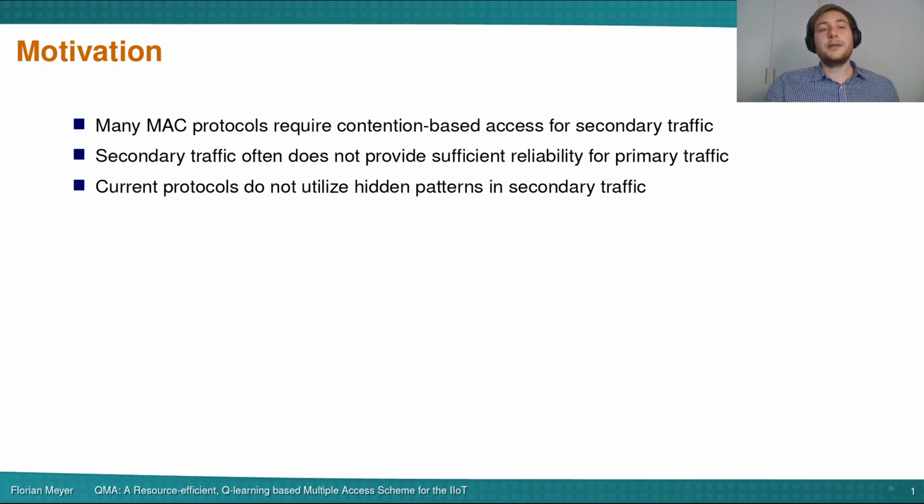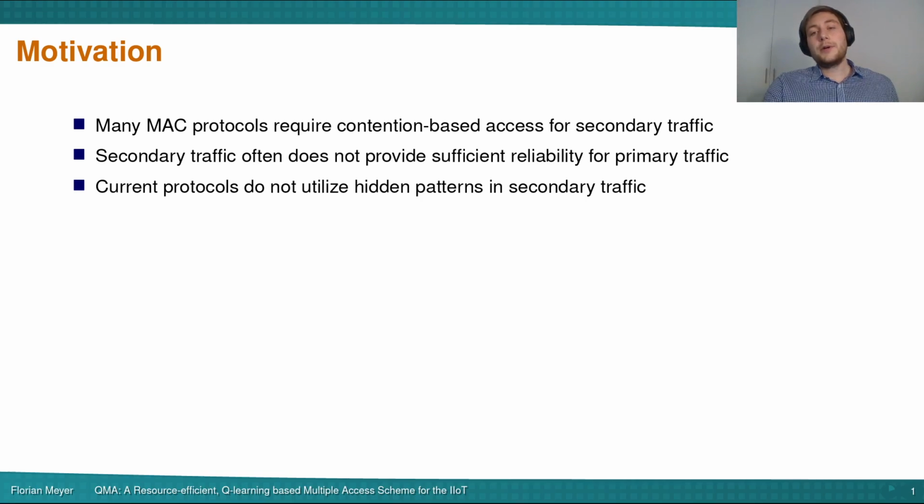Unfortunately, especially in very large and dense networks, this secondary traffic often does not provide sufficient reliability to support the primary traffic, in the sense that, for example, transmission slots are not allocated fast enough so that we actually have to drop some data packets of the primary traffic, which is something that we do not want.